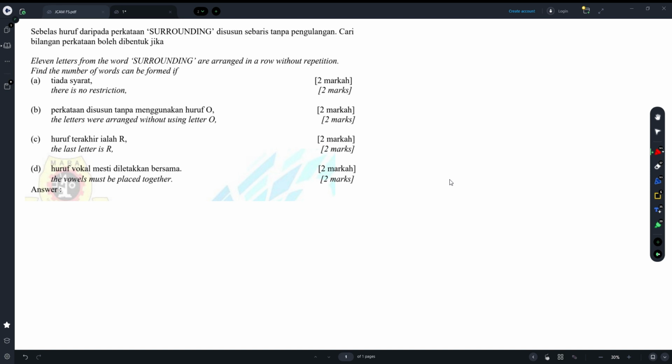First thing we have to understand is that in this particular word surrounding, there are 11 letters, and among these 11 letters, we have some letters that are repeating. For example, R is repeating two times, U is also repeating two times, and N is also repeating two times. Please observe any word that is given to you during examination. If there are repeating letters, please be extra careful, because whenever there are repeating letters, we have to do one additional step which I'll show you shortly.